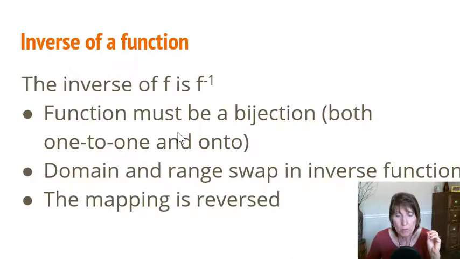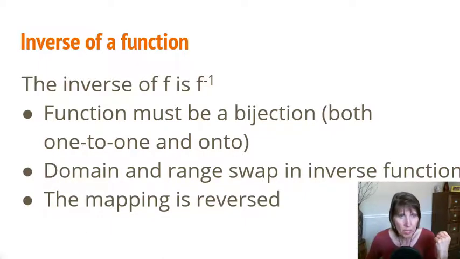So before you can find the inverse, you need to make sure that it is both. Remember, bijection is both one-to-one and onto. So if a function has the one-to-one property and the onto property, then it'll have an inverse. If it's missing either one of those properties, it won't have an inverse. So what is the inverse? Well, the domain and the range swap in an inverse function, and the mapping is reversed.